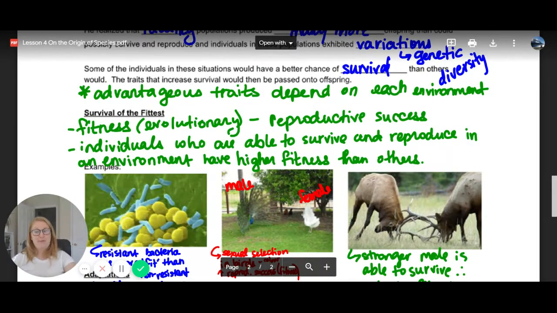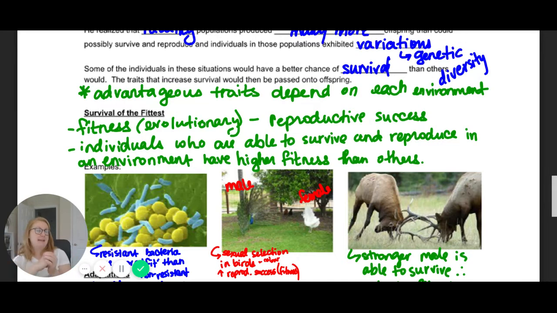So that brings us to a very famous phrase called survival of the fittest. Fitness, when we're talking about evolution, is really reproductive success. Are you able to survive to reproduce? If you are able to survive but not reproduce, that would be a very low fitness. That is not fitness in terms of evolution, because in terms of evolution, the entire goal is to produce offspring that have the same genes that you have. So individuals who are able to survive and reproduce in an environment have a higher fitness than others. And we'll see that that concept comes up again and again.